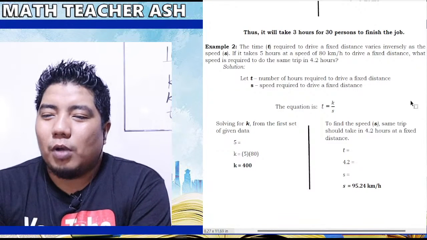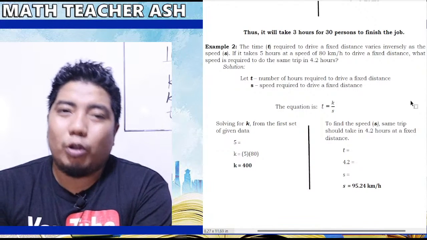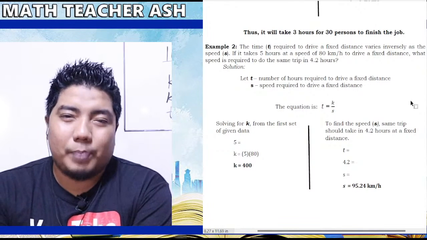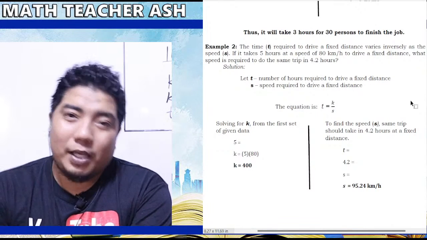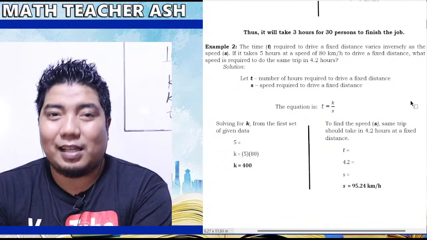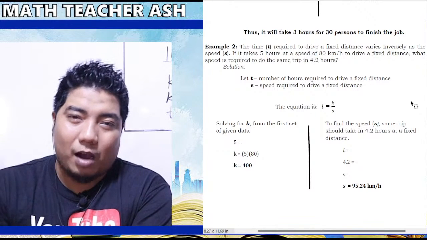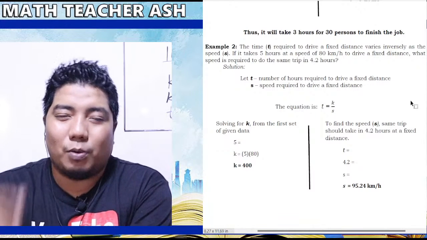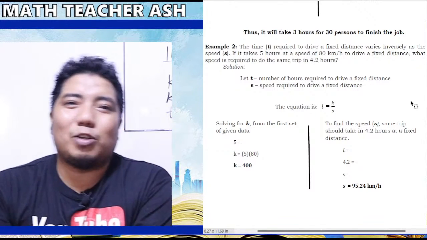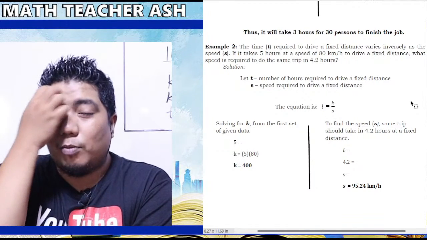Okay, so my dear math learners, we all know that the formula for speed is equal to the distance over time. Kaya siya naging distance, kilometer, time, hour. So, kilometer per hour. So, para tulungan na din kayo dyan kung ano talaga yung formula para sa speed.